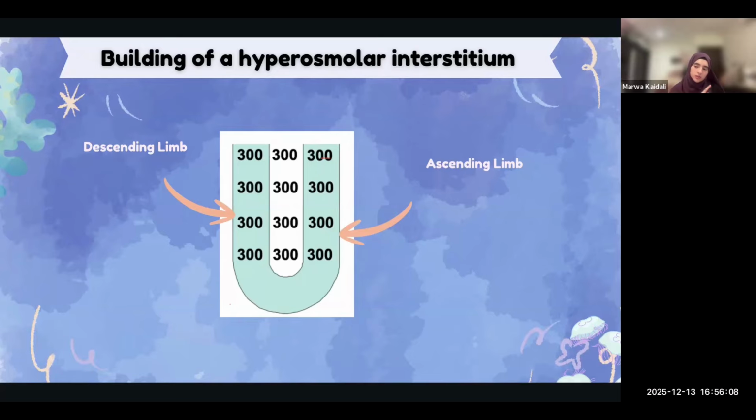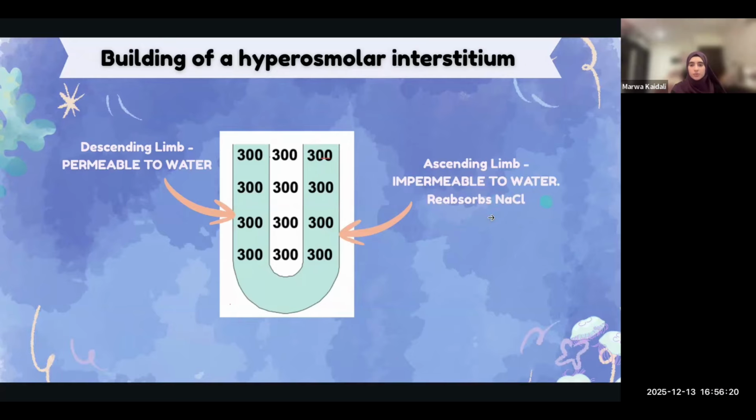We mentioned it in the tubular functions lecture. Exactly. Descending is permeable to water. What about the ascending limb? Yes, exactly. So the ascending limb is impermeable to water and it is responsible for reabsorbing sodium chloride. So this is very important for you to know here, okay?